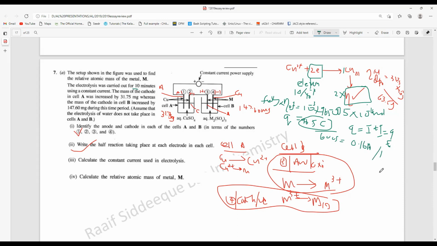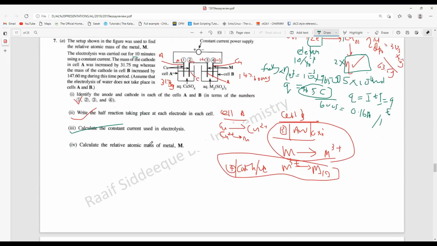So you need to understand what I did. I found the number of moles of copper. So they have given the number of moles of copper. Then find the electron moles. If you know the electron moles, you find the total charge. If you know the total charge, you can divide it by the time to get the current. So that is very easy.